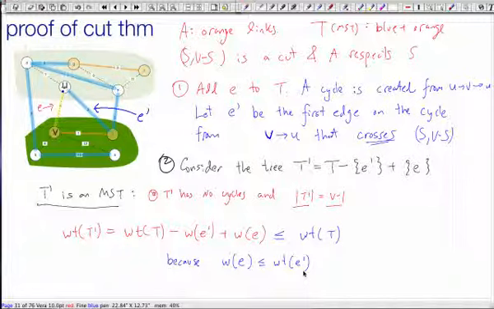Why is this last sentence true? Yeah, in the back. That's right. E happens to be the lightest edge that crosses this cut. Both E and E prime cross this cut, because E was chosen that way by definition, and E prime was the first edge on this cycle that crosses the cut. So since T was an MST, this implies that T prime has to be an MST. In other words, this has to hold with equality. And of course, as you can see, both of these edges had weight 3 in this case.